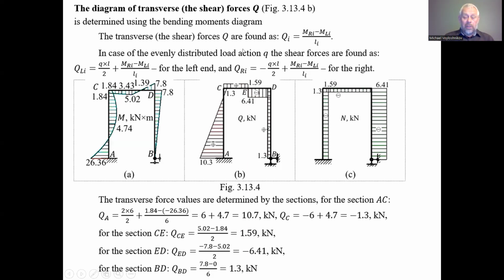We can do the check immediately, as this one step from 1.59 to minus 6.41 means the application of the force of H. This total 1.59 plus 6.41 is equal to the application of the concentrated force in the definite one place. Yes, it was assigned 8 kilonewton force here. And for the right one end, we can find the diagram of the shearing forces equal to 7.8 minus 0, equal to 1.3. So these are the diagrams of the shearing forces.